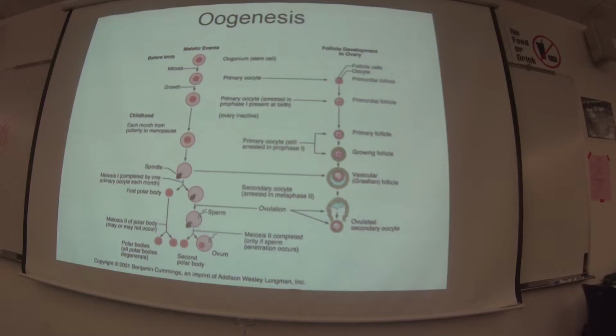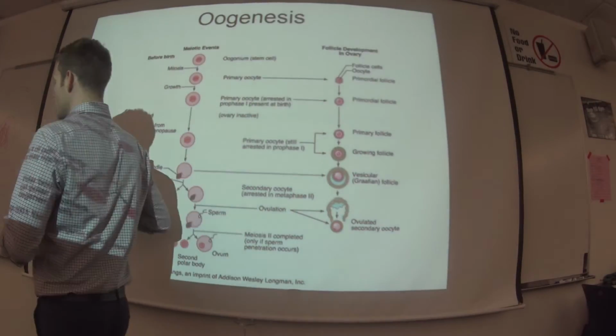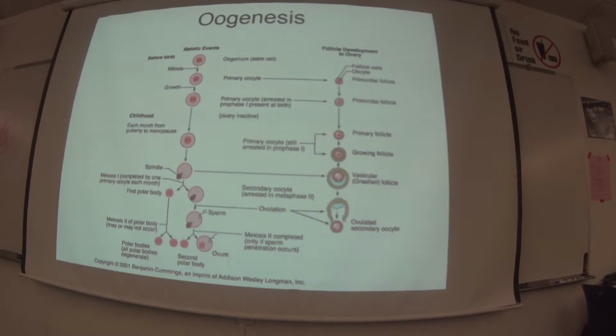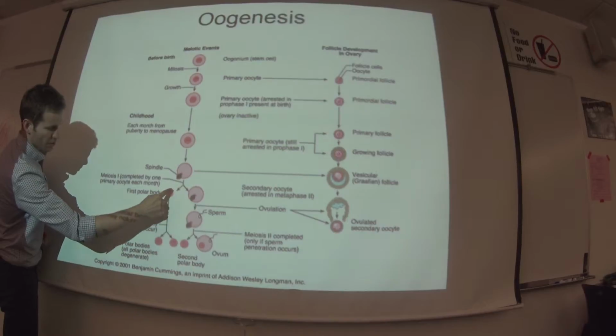All right, now oogenesis. So similar process here, but instead of spermato or spermio, you're going to see oo because we're making not sperm, but we're making oocytes. And oocyte is just the name for a human egg cell. So on the left-hand side, this is another simple drawing of meiosis. And this one now, for the first time, you can see the polar bodies being formed.